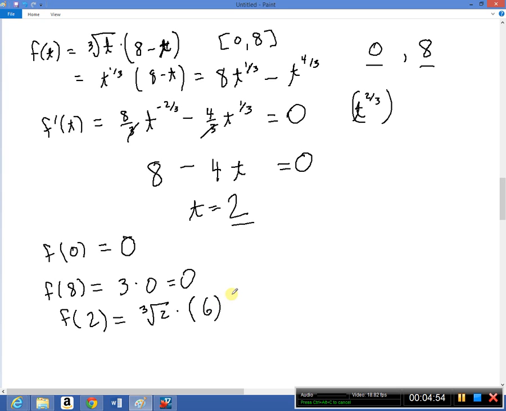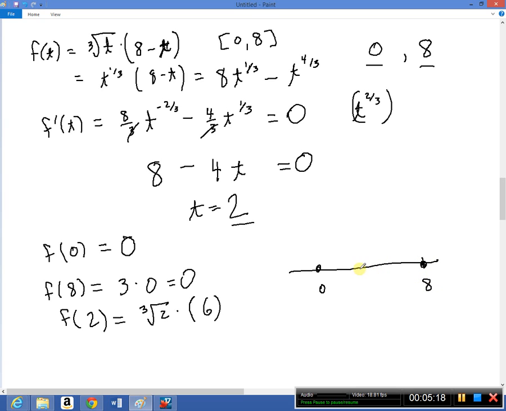Well, okay, I can tell what's going to happen then. We have only 3 critical points. 2 of them are endpoints, and 1 of them is in the interior, somewhere between 0 and 8. So here's the situation. F of 0 is 0. F of 8 is 0.